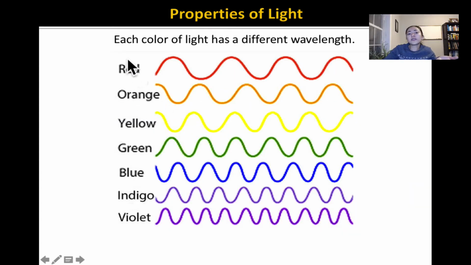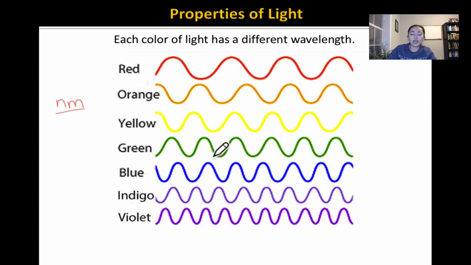Well, then what gives different colors of light their different color? It all depends on their wavelength. For example, red light has a very long wavelength, so it has relatively less energy than violet light. Violet light has a very short wavelength. And wavelength is actually measured using units called nanometers. We can measure the distance between each of these peaks, and that allows us to know what color of light it is.